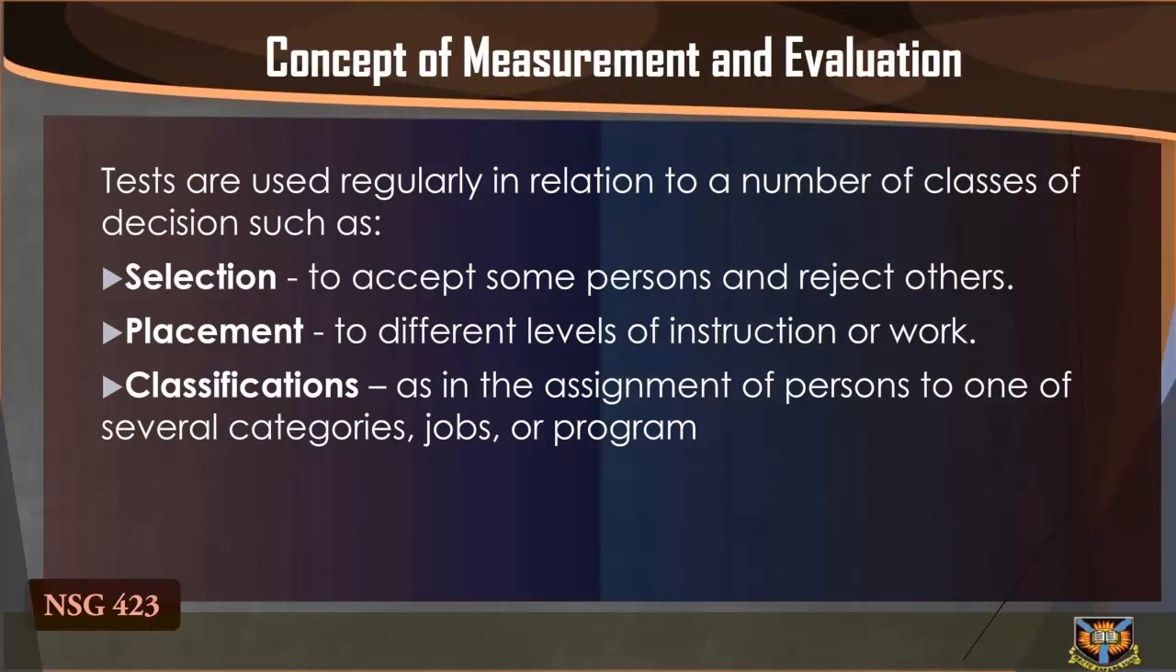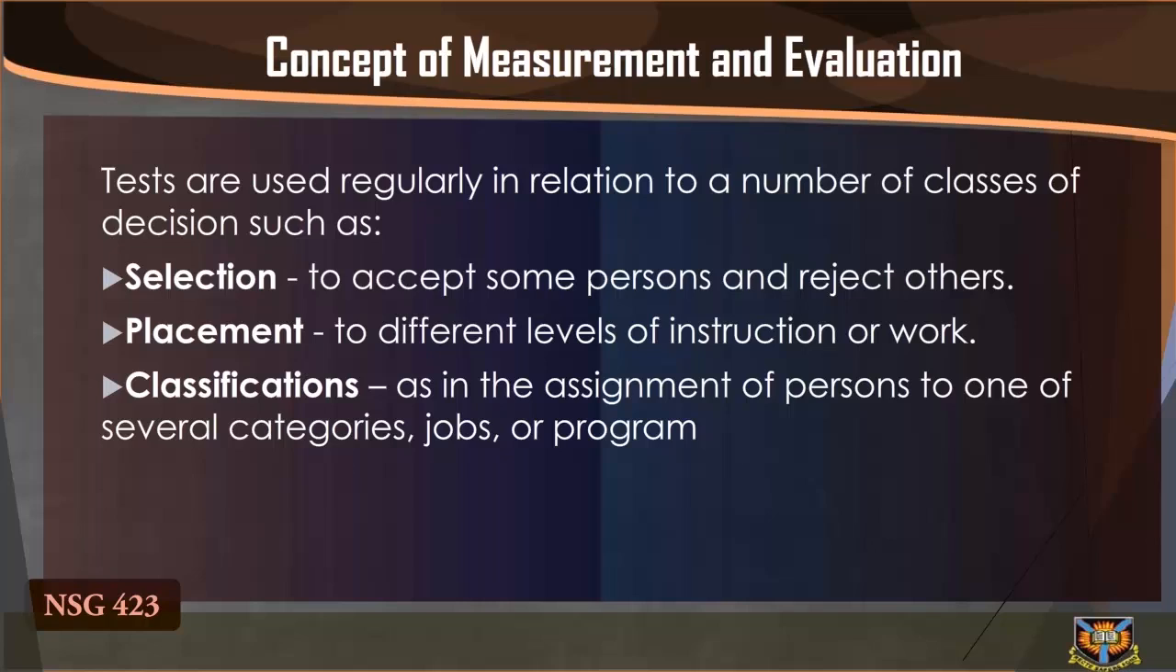Tests are used regularly in relation to a number of classes of decision, such as selection. Decisions are made when it is necessary to accept some persons and reject others. Placement decisions involve assigning persons to different levels of instruction or work. Classification decisions involve the assignment of persons to one of several categories, jobs, or programs that are not necessarily thought of as levels of work or instruction.